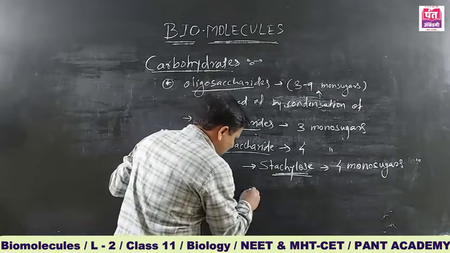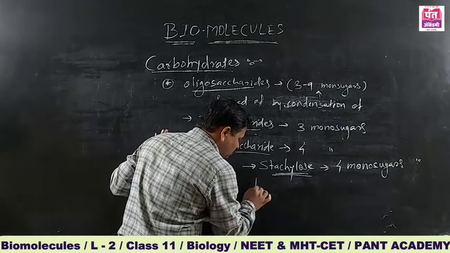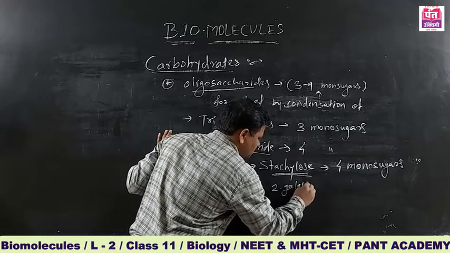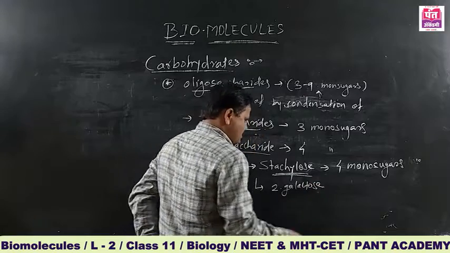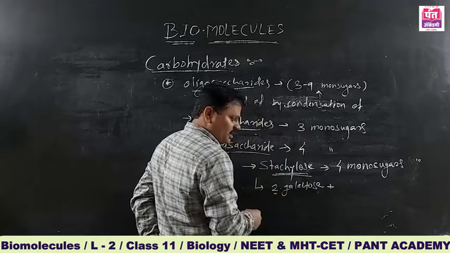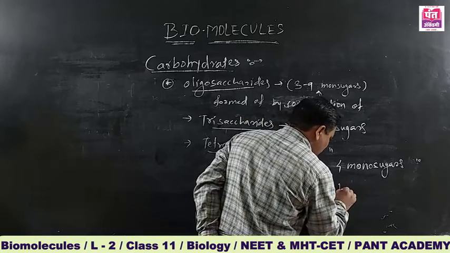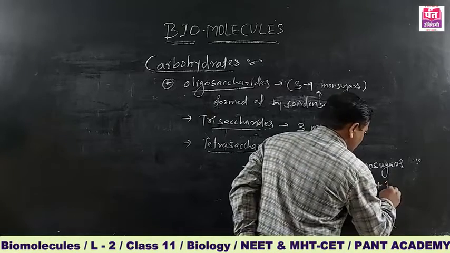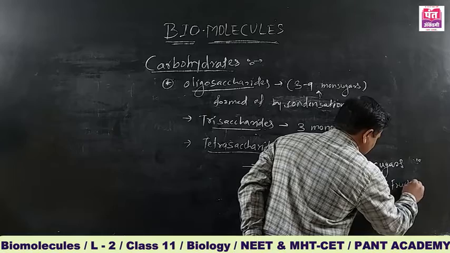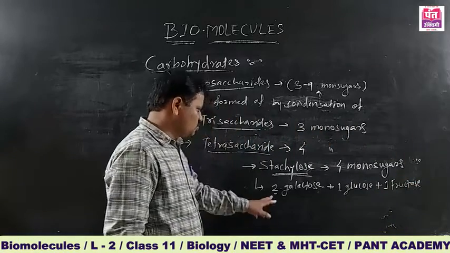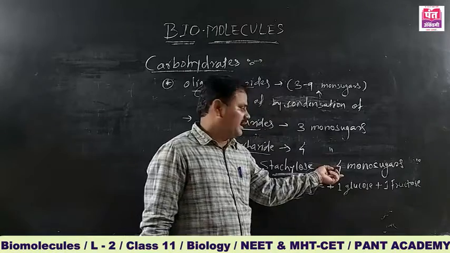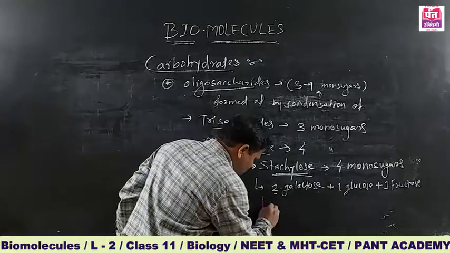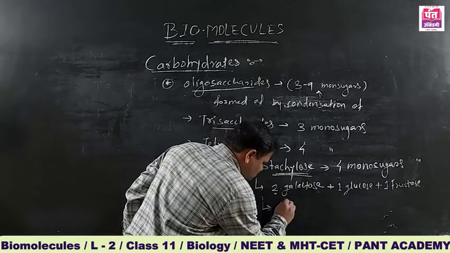In this case, what are the different kinds of the 4 monosugars? 2 galactose are present, plus 1 molecule of glucose, plus 1 molecule of fructose is present, and therefore 2 plus 1 plus 1 becomes 4, and therefore 4 monosaccharides come together and form stachyose. This stachyose is commonly found in the soya bean.